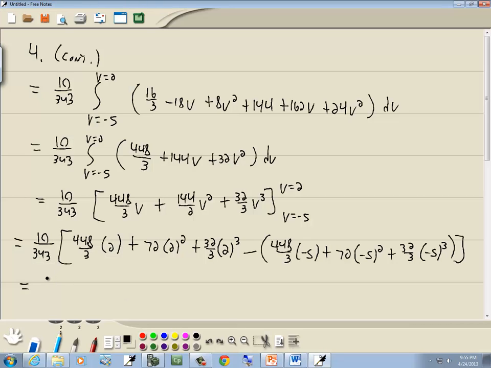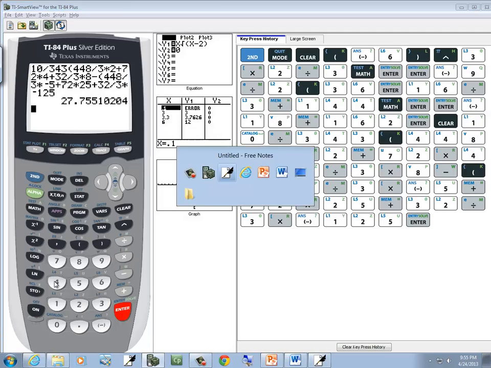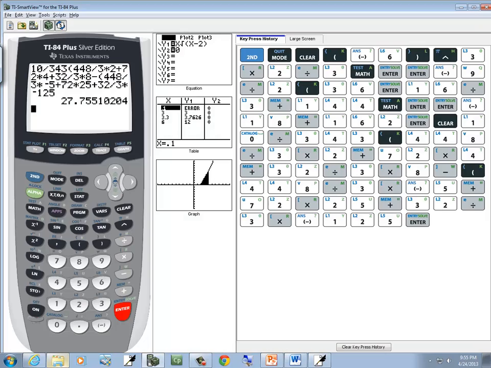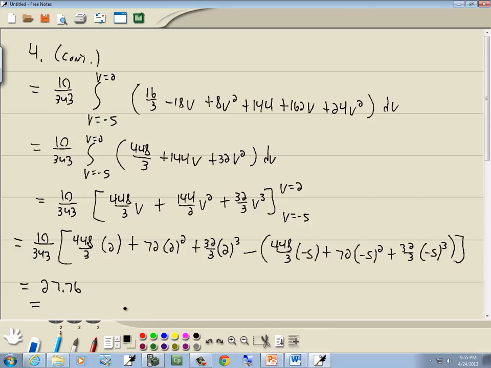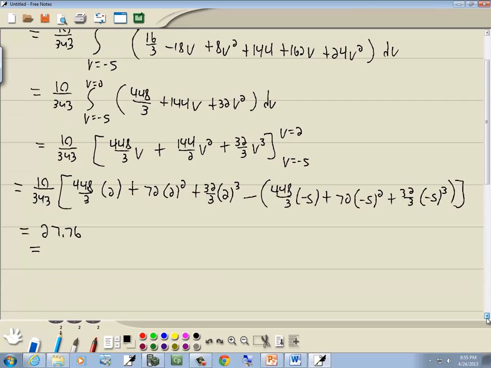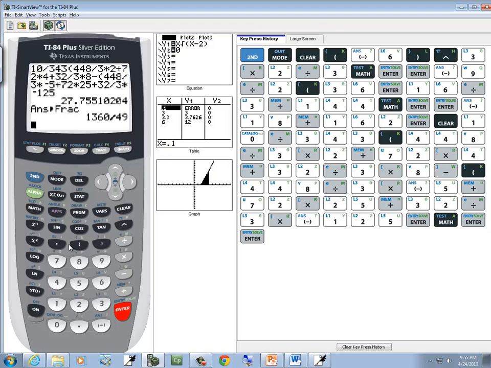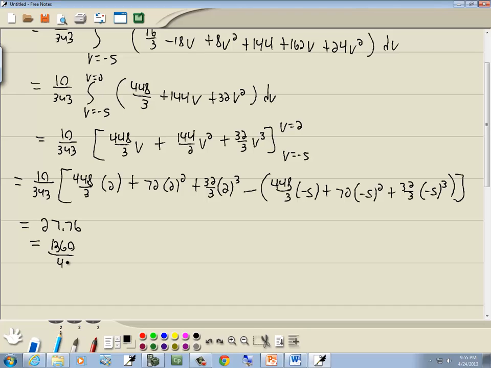And that's approximately 27.76 for our volume. Or we could do math enter and get the exact value. So that'd be 13. There we go. 1360 over 49. So let me go ahead and save that.